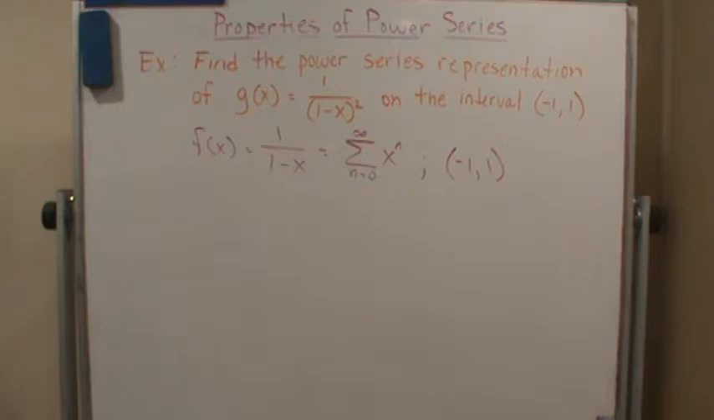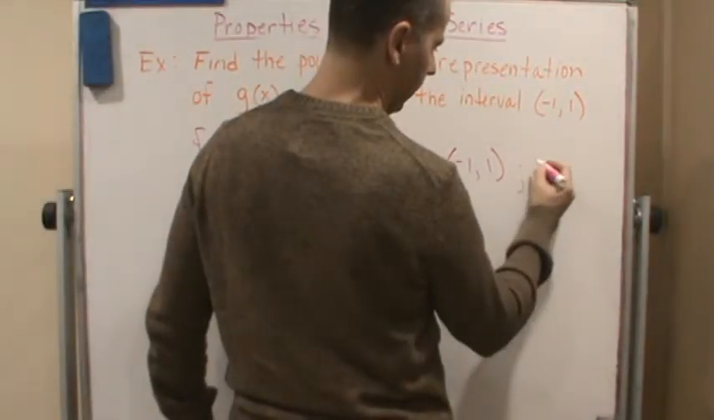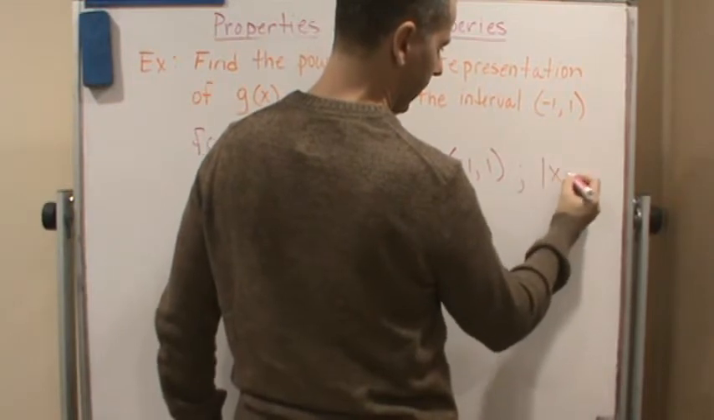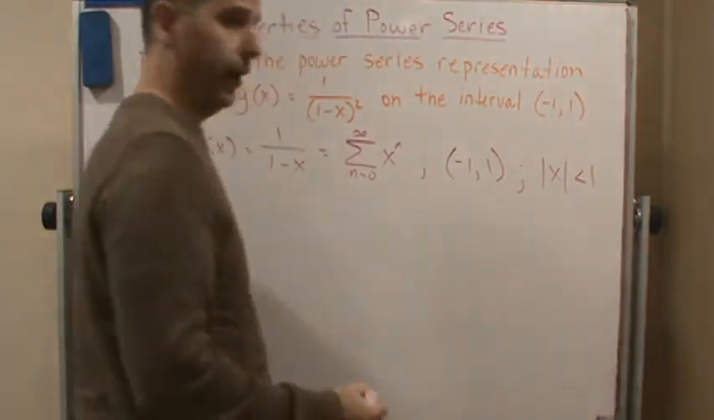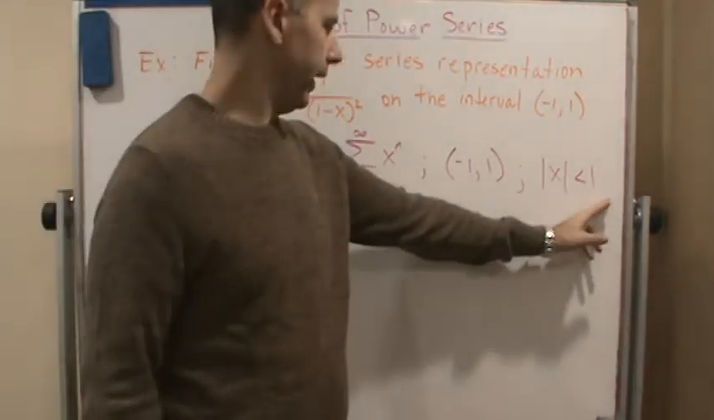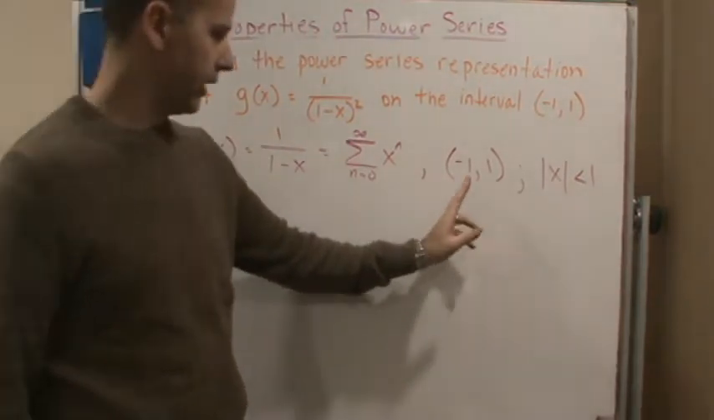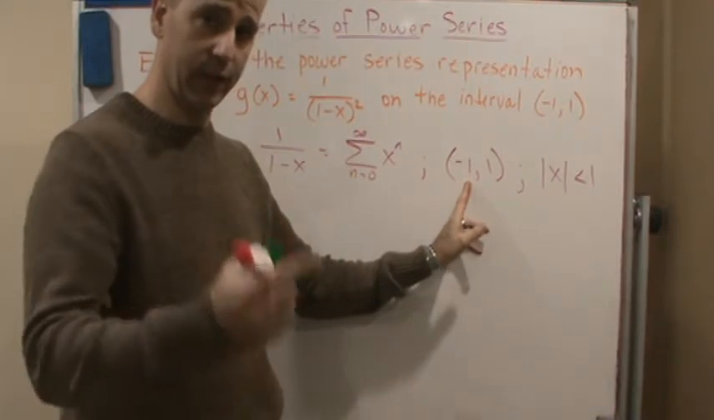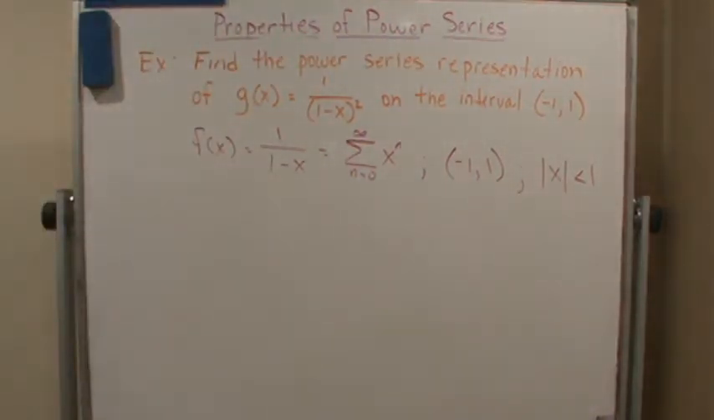Or another way of writing this is for all x, the absolute value of x is less than 1. So the radius of convergence is 1, and this is obviously centered at 0. So that's where we get our interval of convergence. Again, a little bit of review, just to make sure you understand what you're looking at. So now what do we do with this information?